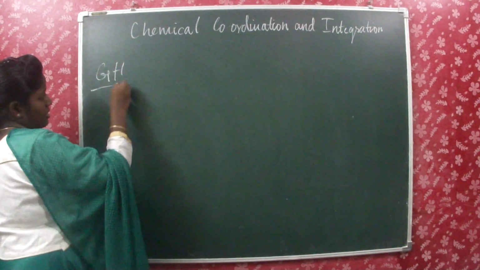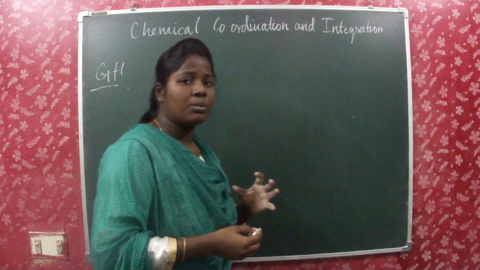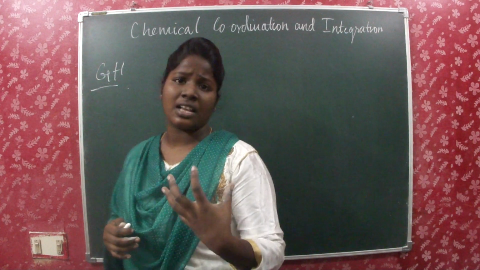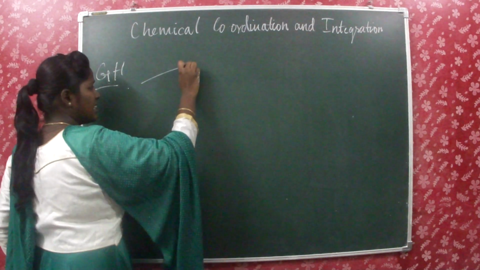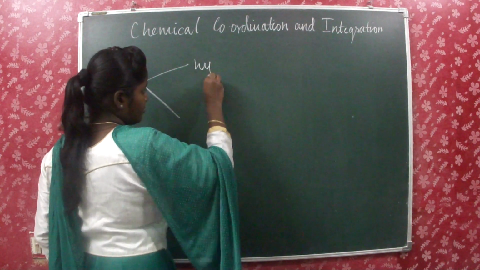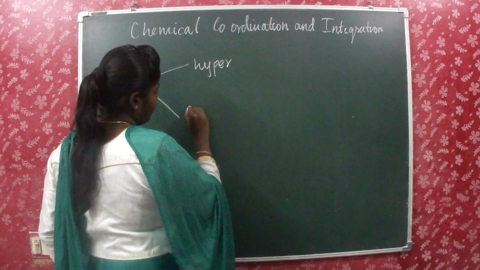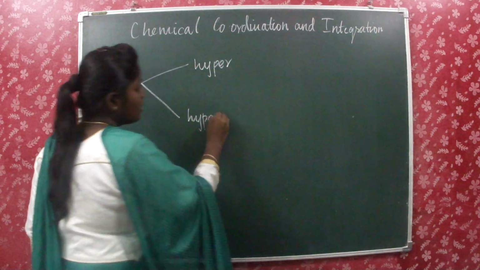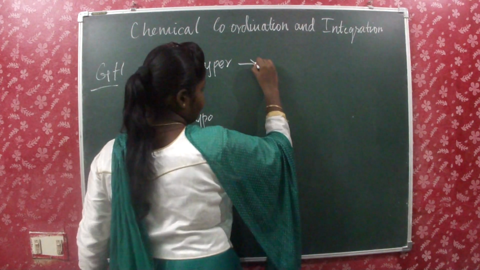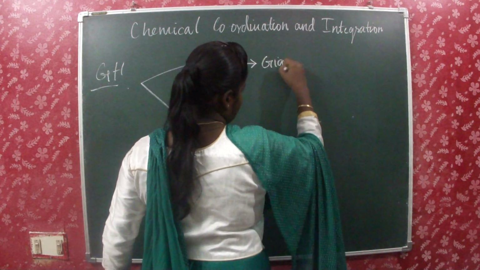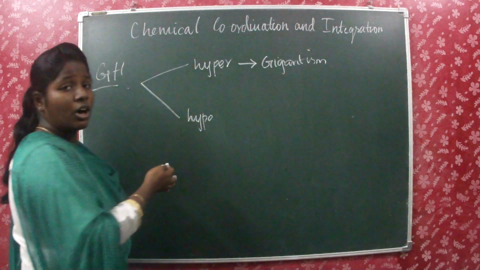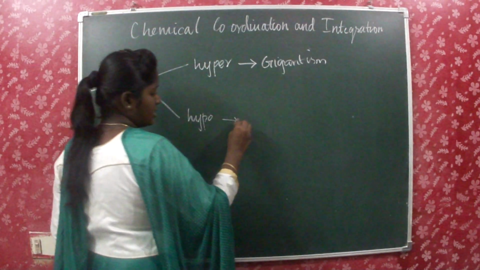That is GH. This growth hormone may be secreted in excess, which is hypersecretion, or in deficiency, which is hyposecretion, and each causes a disease. If growth hormone is secreted at a higher level, it leads to gigantism. Whereas if it is secreted at a lower level, it causes dwarfism.